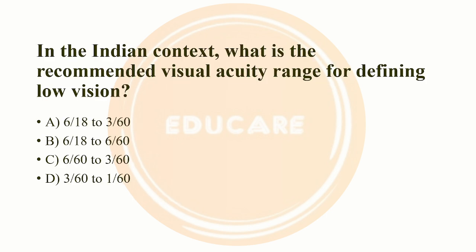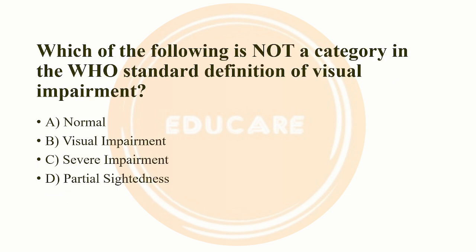In the Indian context, what is the recommended visual acuity range for defining low vision? Option: 6 by 18 to 3 by 60, 6 by 18 to 6 by 60, 6 by 60 to 3 by 60, and 3 by 60 to 1 by 60. Answer of this question is option B, that is 6 by 18 to 6 by 60.